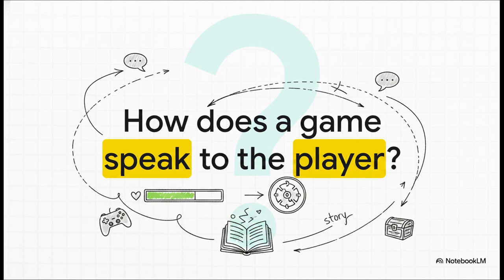How does a game actually talk to you? And I want you to think of an interface as more than just a menu or a health bar. It's the language the game uses to communicate everything, from how much health you have left, to what you're supposed to be doing, to the story itself.